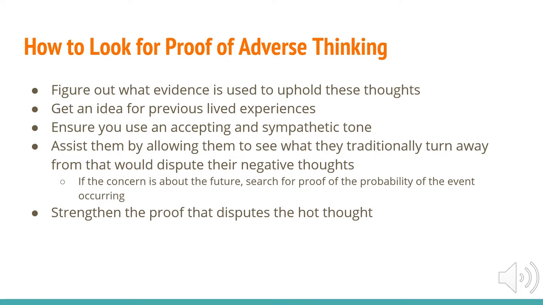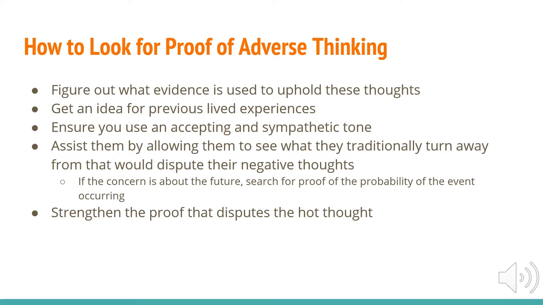More questions that can help to dispute the proof for a hot thought, as suggested by the author, include: what would you say to someone who thought this way? What do you think a friend or someone who cared for you would say if they knew you had this thought? If you were in a better mood, what would you think? Is there any information that contradicts your interpretation, even small pieces of information? Is there any positive information that you are ignoring?